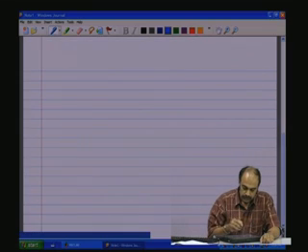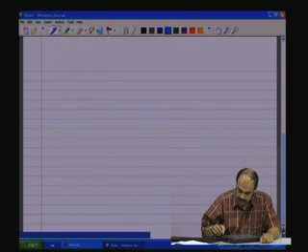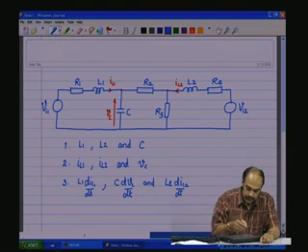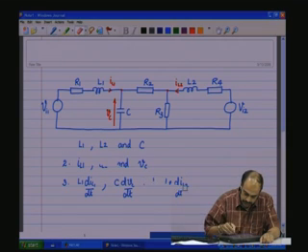So, now we start formulating the equations. Let us go back to the circuit here. Let me delete these portions so that I can start writing the equation right here.